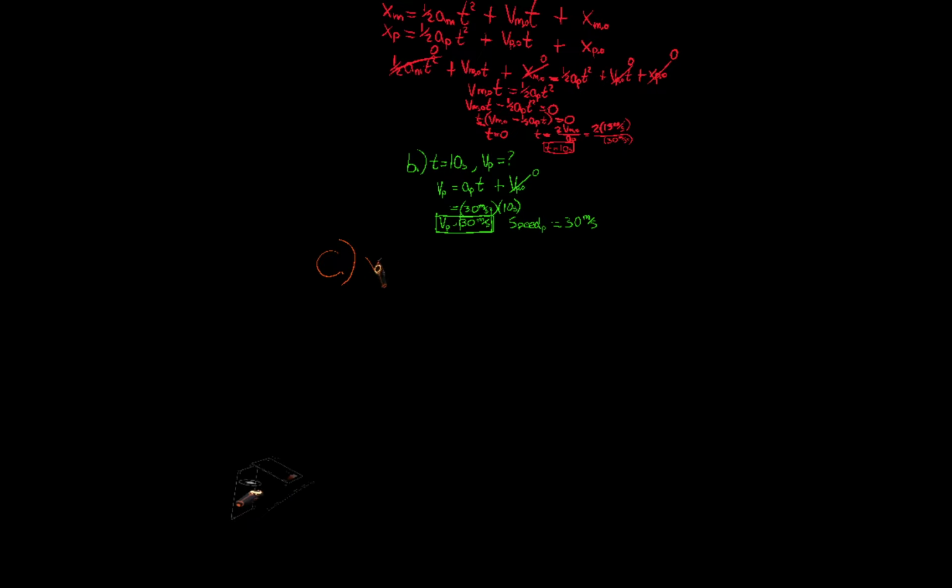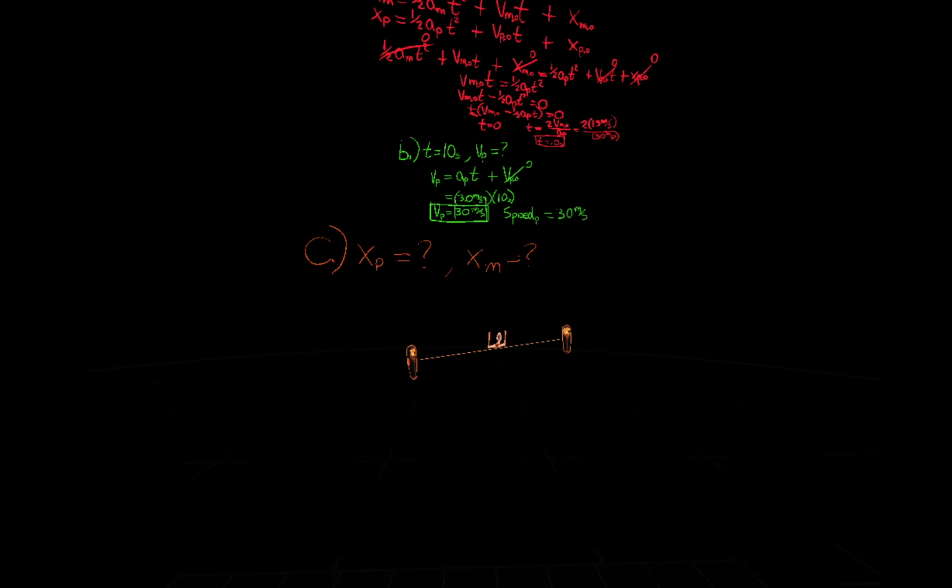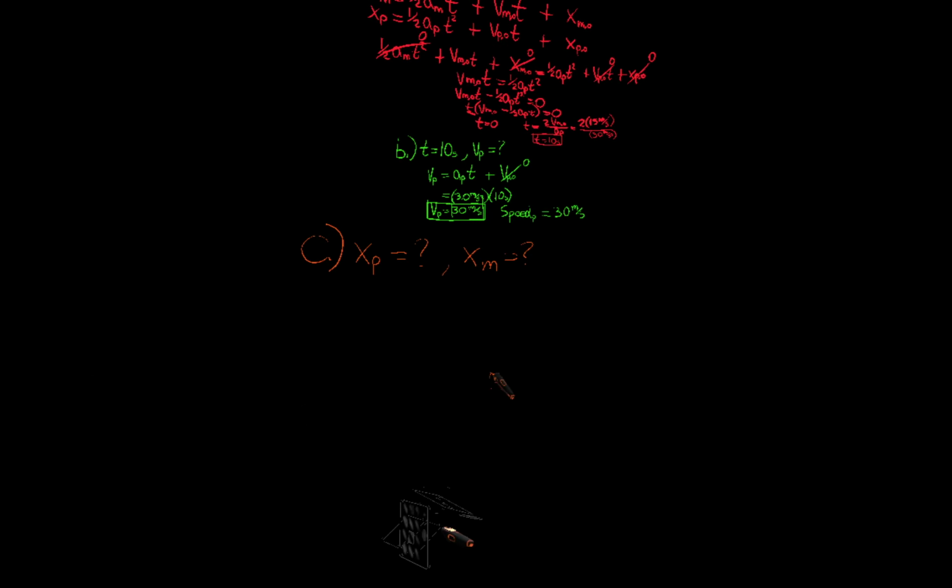Okay, so part C says, what is the position of the policeman, right? And what is the position of the motorist? Well, it's still true at the time that the policeman catches the motorist. It's still true that their positions are the same. And so it's still true that xp, the position of the policeman, is equal to xm, the position of the motorist. So it's kind of like they're asking two different things, but they're asking for something that we know is the same.